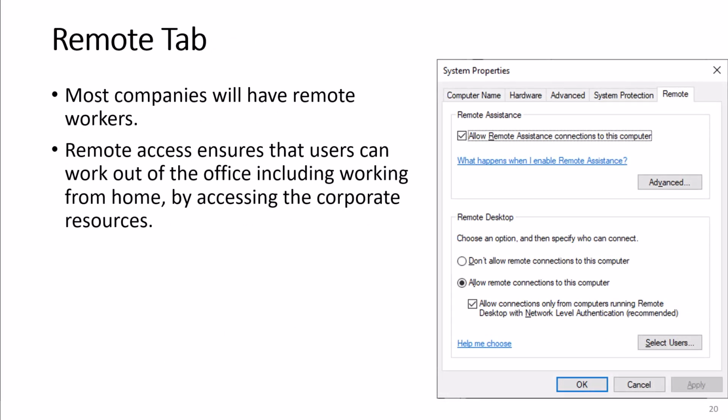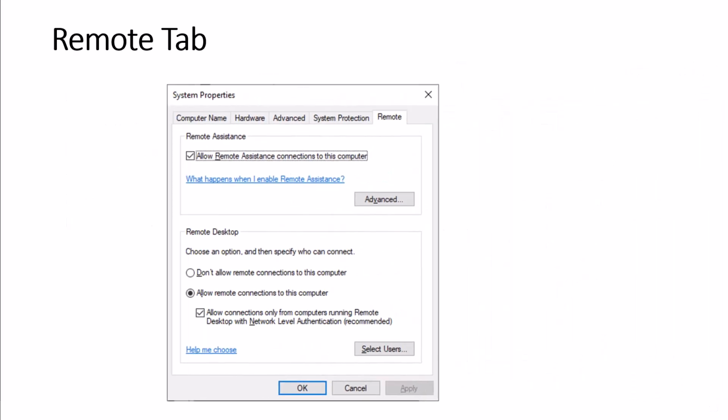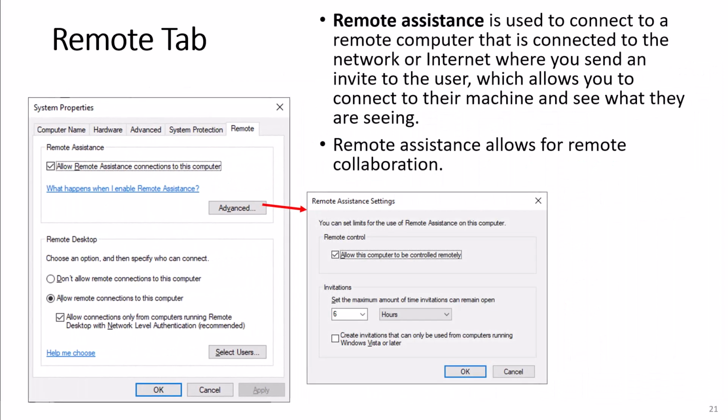Most companies will have remote workers. Remote access ensures that users can work out of the office, including working from home, by accessing the corporate resources. Remote Assistance is used to connect to a remote computer that is connected to the network or internet, where you can send an invite to the user, which allows you to connect to their machine and see what they are seeing. Remote Assistance allows for remote collaboration.